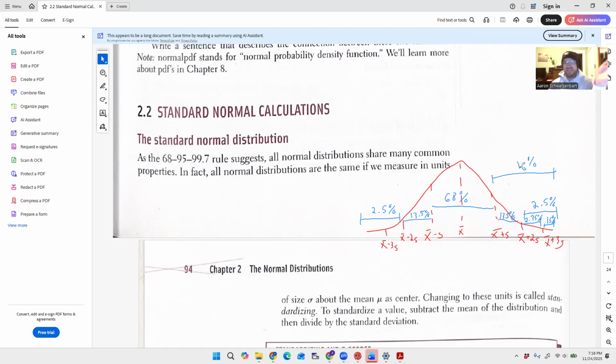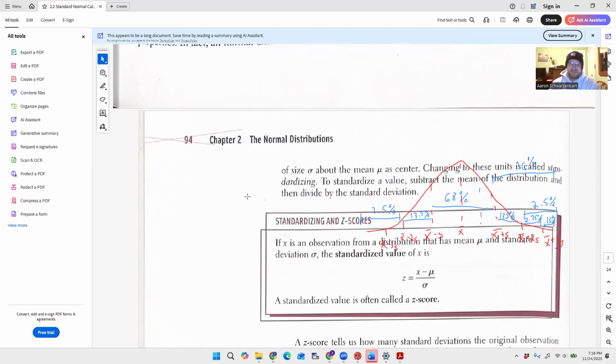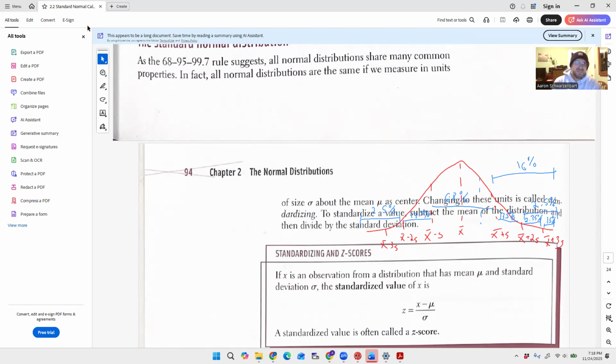And that works great on the standard deviations. But what if I want something here? Or what if I want to know what the 80th percentile is? So we have a way of doing what we call standardizing. The standardized value, known as the z-score, takes my value, subtracts the mean, and divides by the standard deviation.